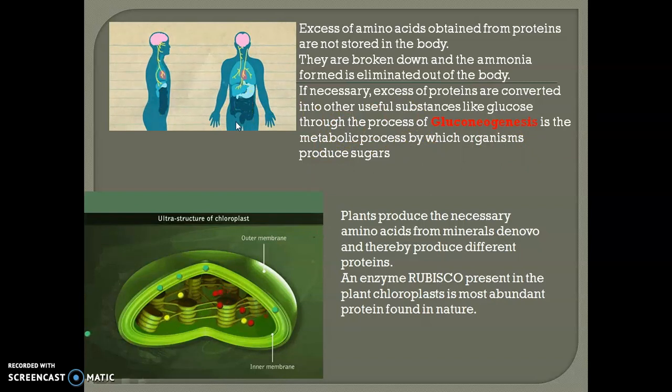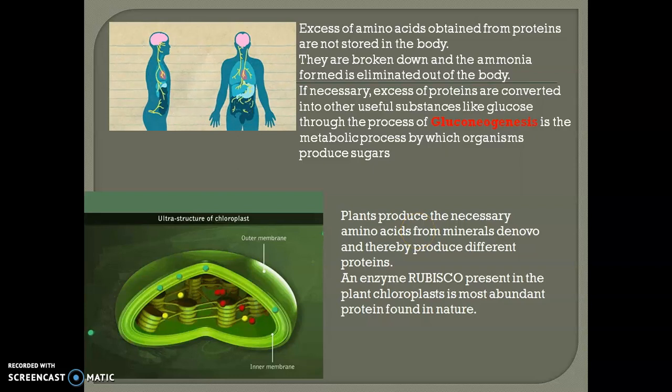But sometimes it so happens that the body requires energy, and at that time maybe carbohydrate is not available. So then how will the body get energy? Whatever excess proteins are there, by the process of gluconeogenesis, this is a process by which this protein can be converted into sugar or carbohydrates, and thus the body's energy requirements are satisfied. Now coming to plants, what happens in plants with the excess of protein?